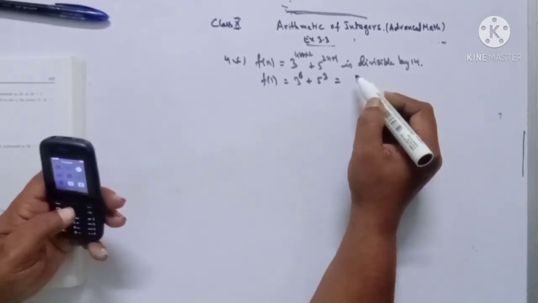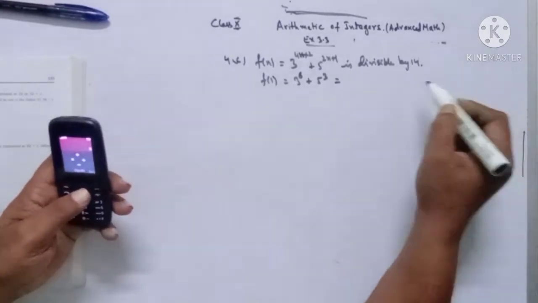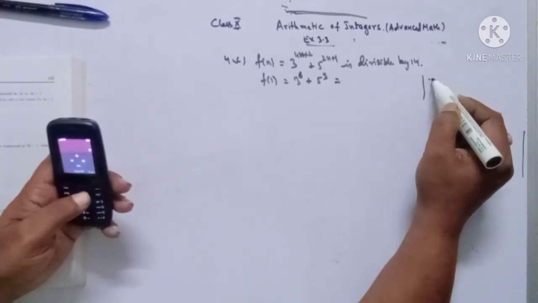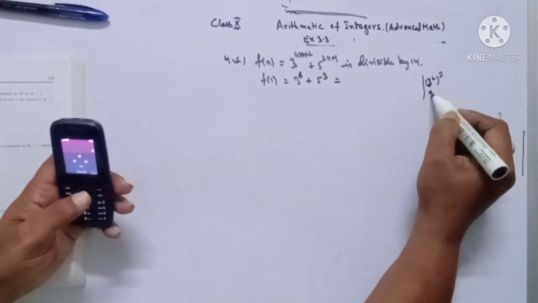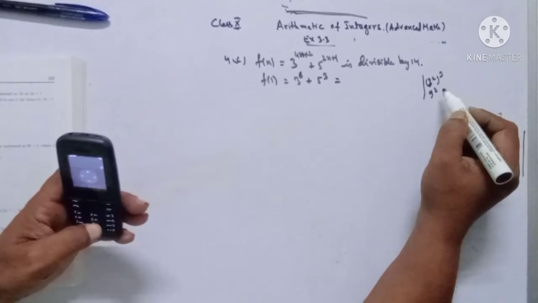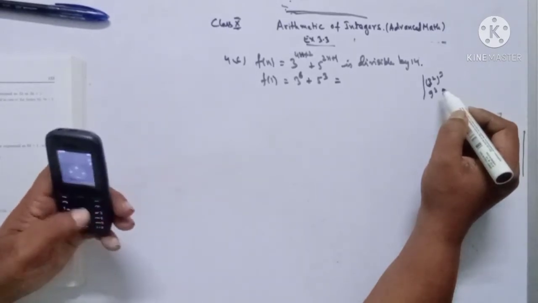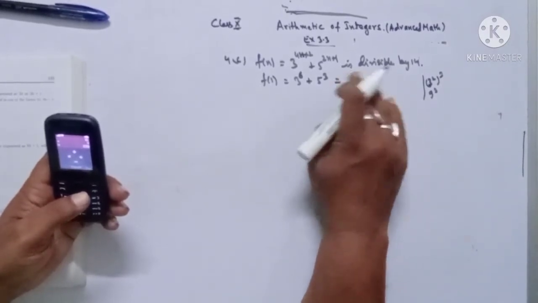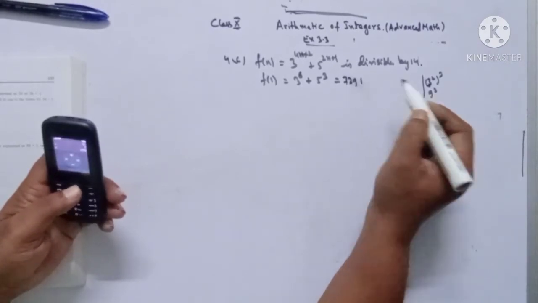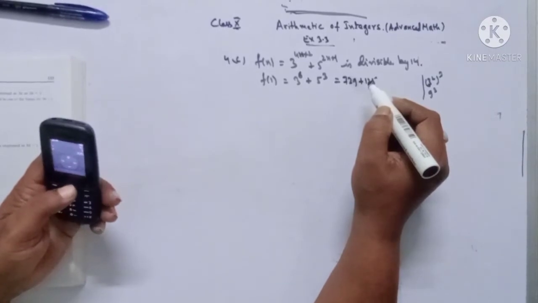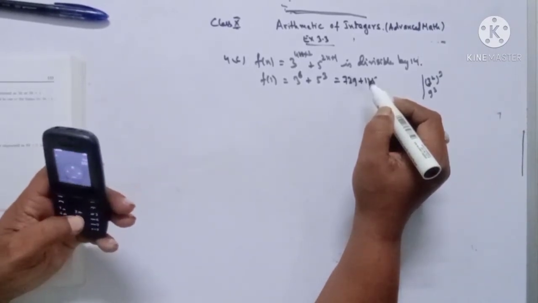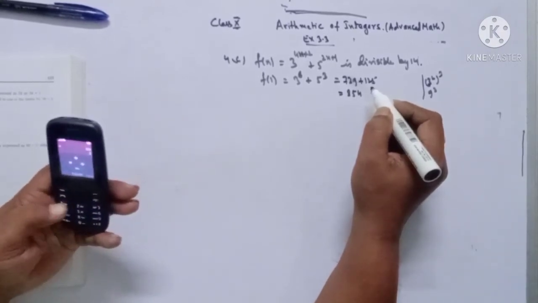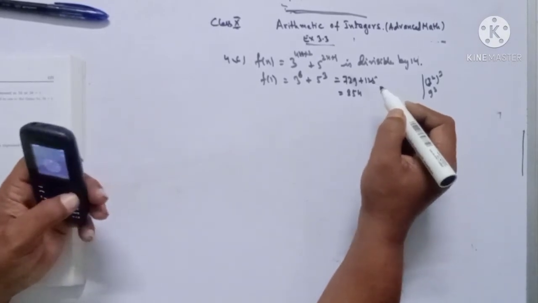3 to the power of 6, let me calculate it. That means how much? 3 square, 9, 9 cube, that means 9 into 9 is 81, 81 into 9 will come out to be 729. 729 plus 125, this will be how much? 854, and this is divisible by 14.